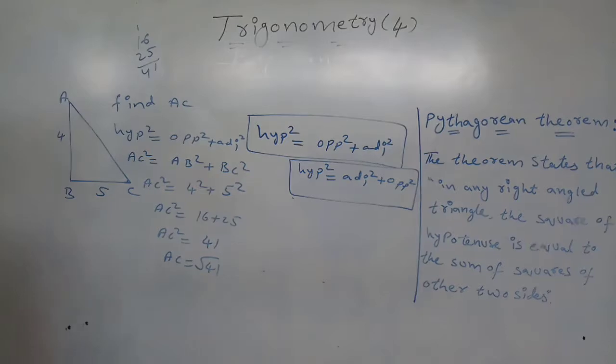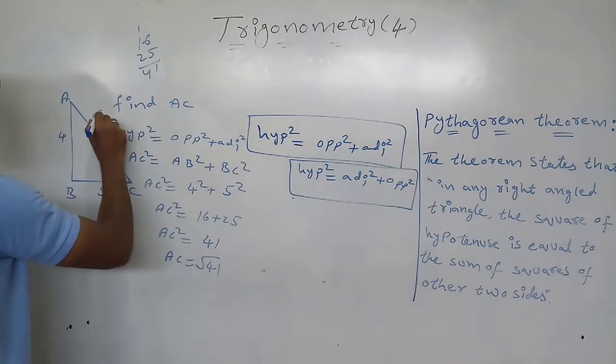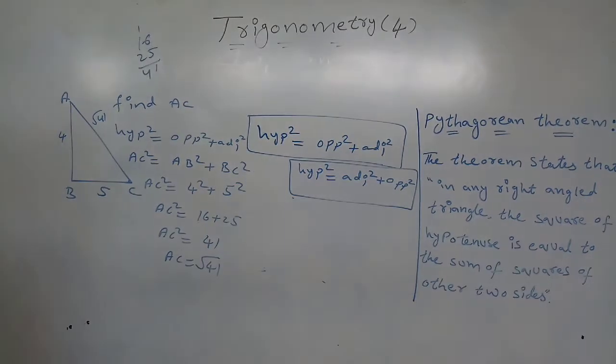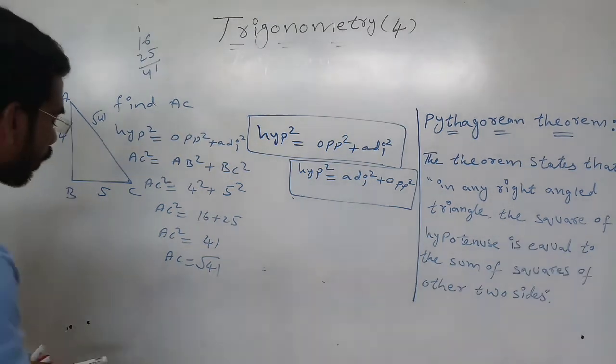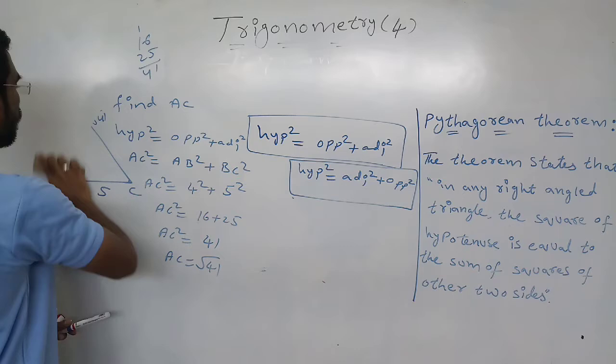AC is equal to root 41. That is the hypotenuse, root 41. Now we will do one more problem, okay?